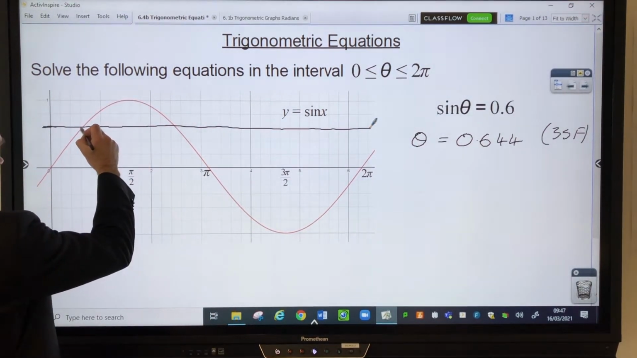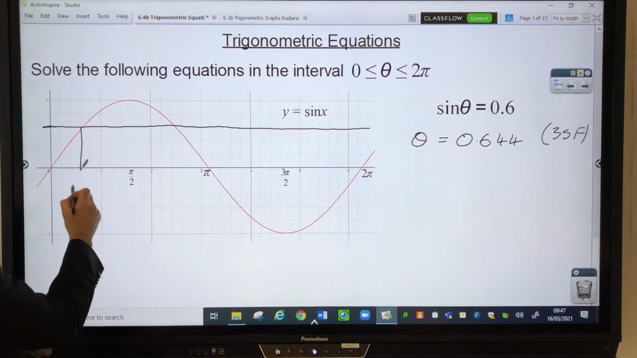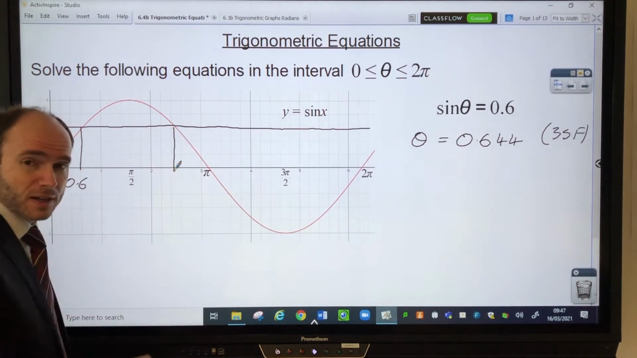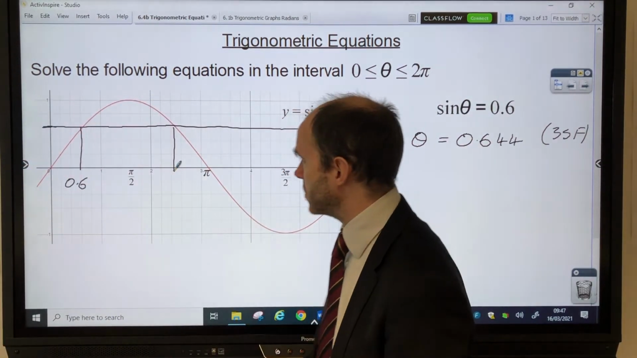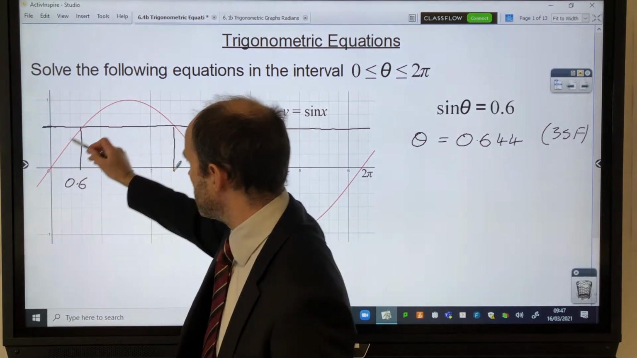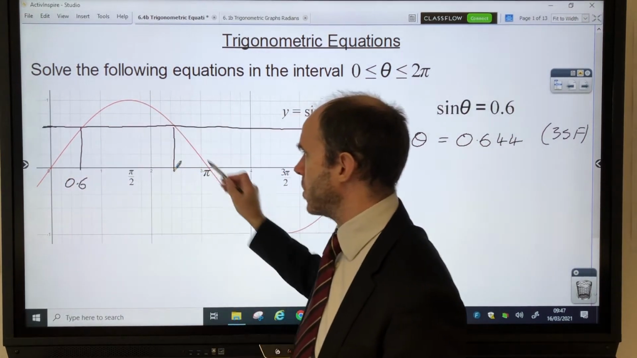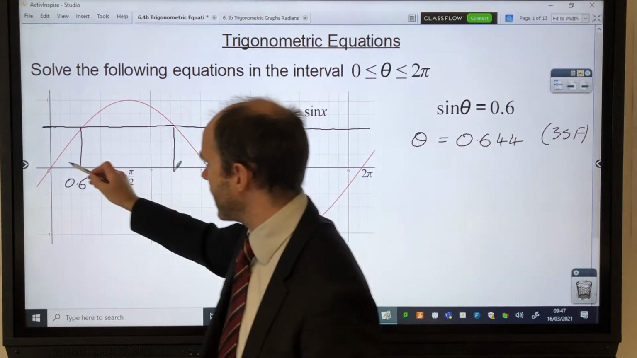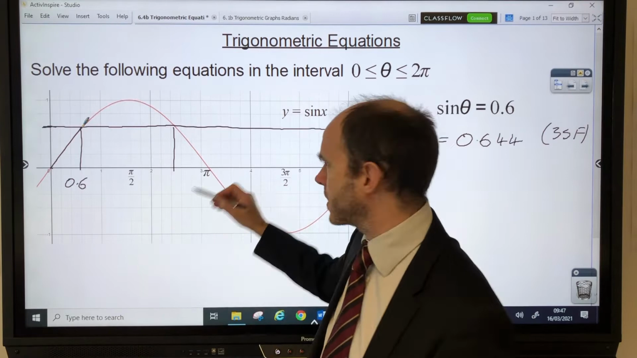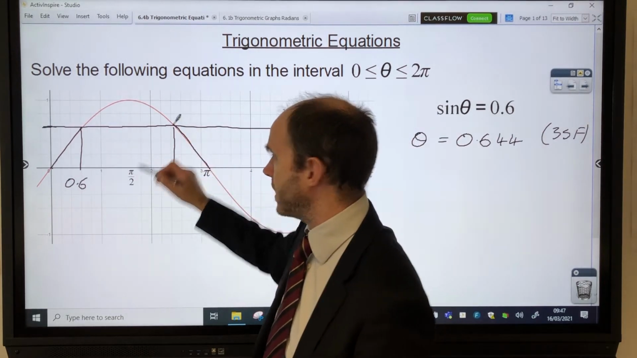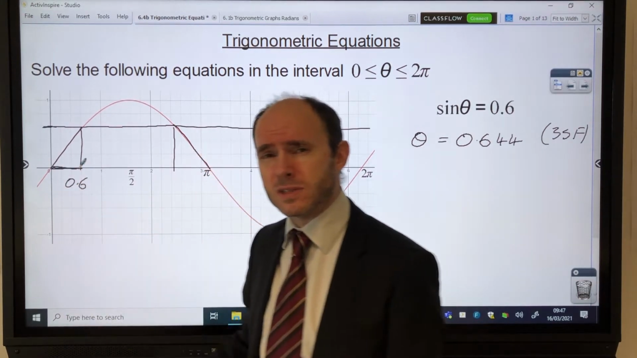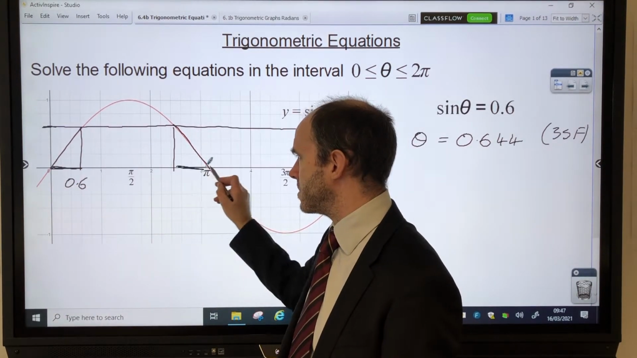Our first solution is here, that was 0.6 something. Our second solution is here, and we need to know how to get it. We can use the symmetry of the curve. The rate at which the curve increases from here to here is the same as the rate at which the curve increases backwards from here to here. Another way of putting it, this distance is the same as this distance there.